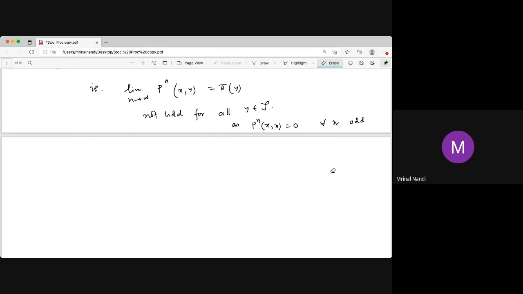If the limit exists, that limit must be 0 because a subsequence goes to 0. But then it can be pi y. If it's pi y, that pi y is zero for all y. That can't be true. So this is an example where a stationary distribution exists, but this is not a steady state.